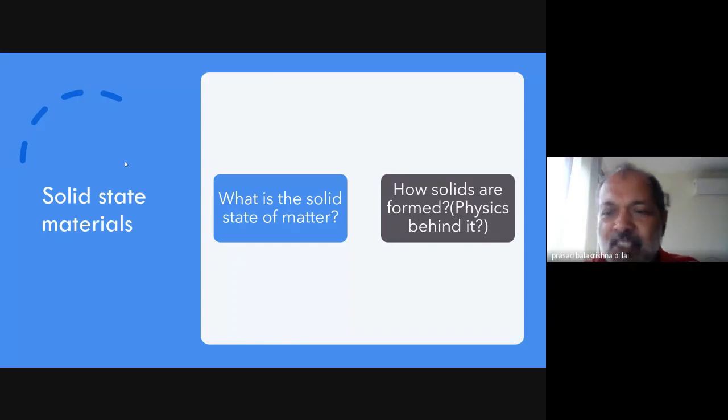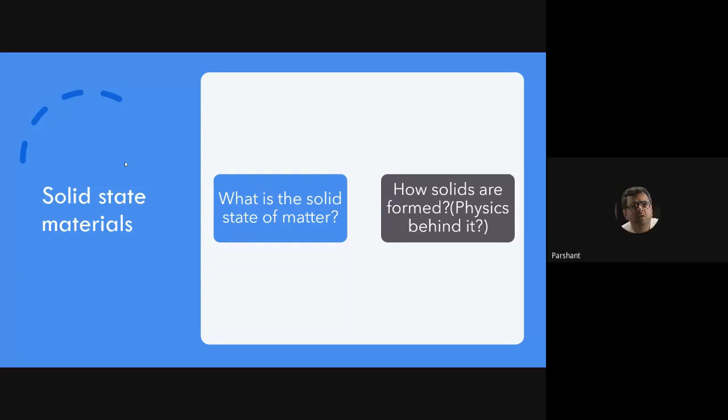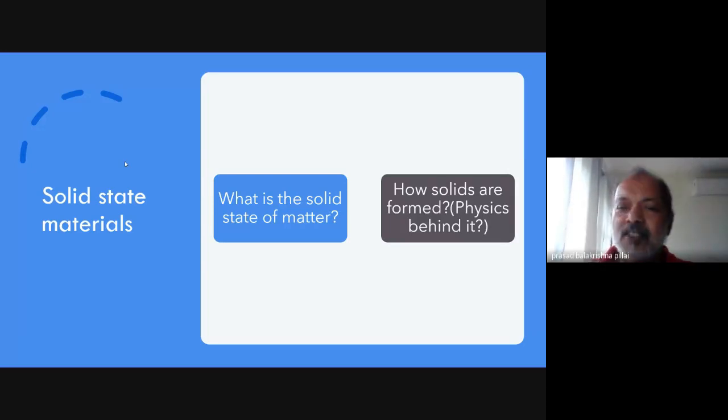So now, what is the physics of solid formation? Atoms are tightly packed. Actually, if you look microscopically into these three kinds, matter can exist in solid, liquid, and gaseous form. The important thing is the interatomic distance. In solids, the interatomic distance is the lowest, and in gas, the interatomic distances are very large. That is one important difference between these three states of matter.